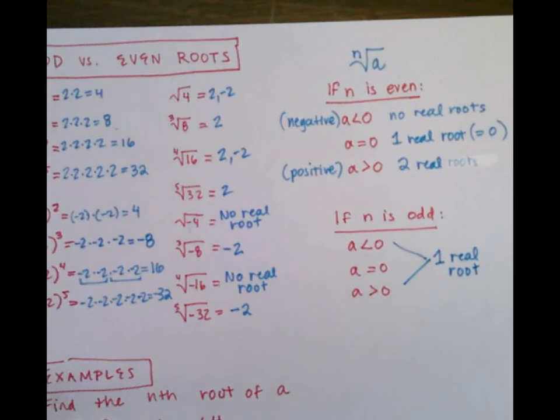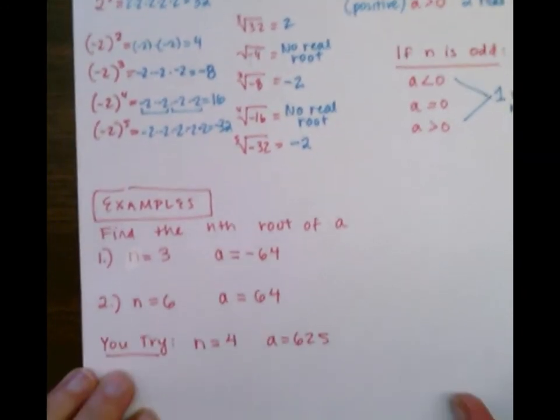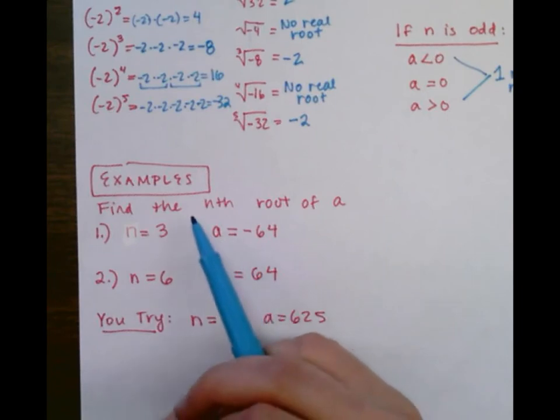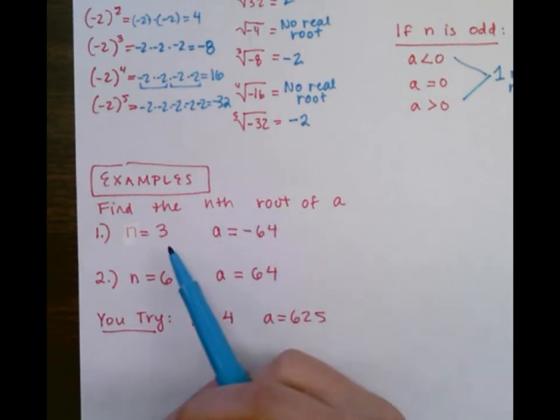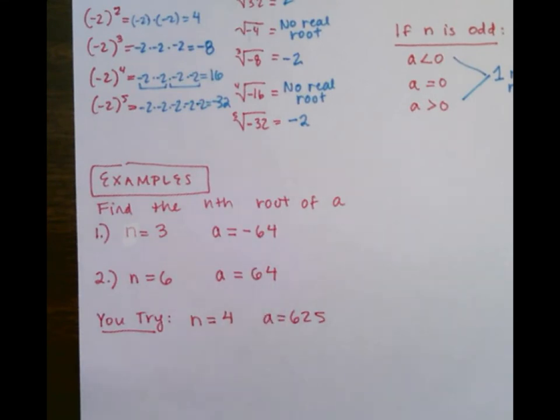Okay? And this isn't always going to help you, but it's a good conceptual way of approaching problems when you're trying to get a solution or evaluate a root. So if I slide this up, we're going to look at a couple of examples. If I say, find the nth root of a, and then I give you a value for n and a value for a, it would be easier for me to think about this problem if I wrote it as a root, right?